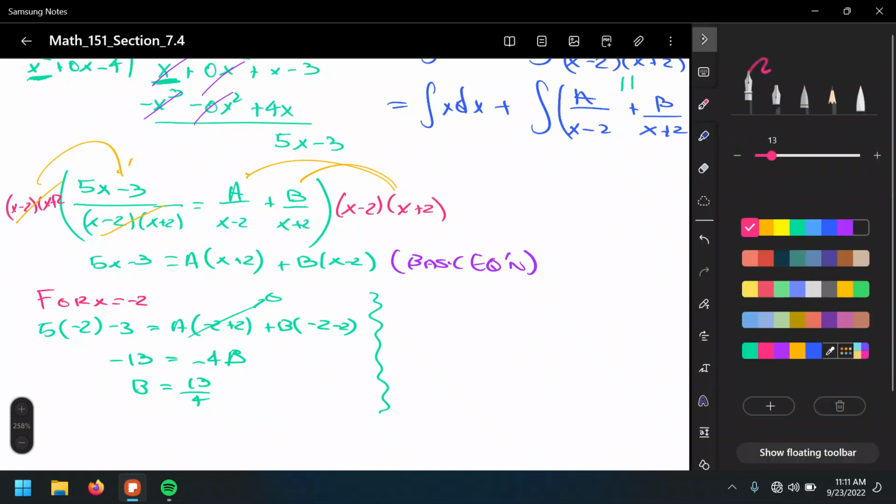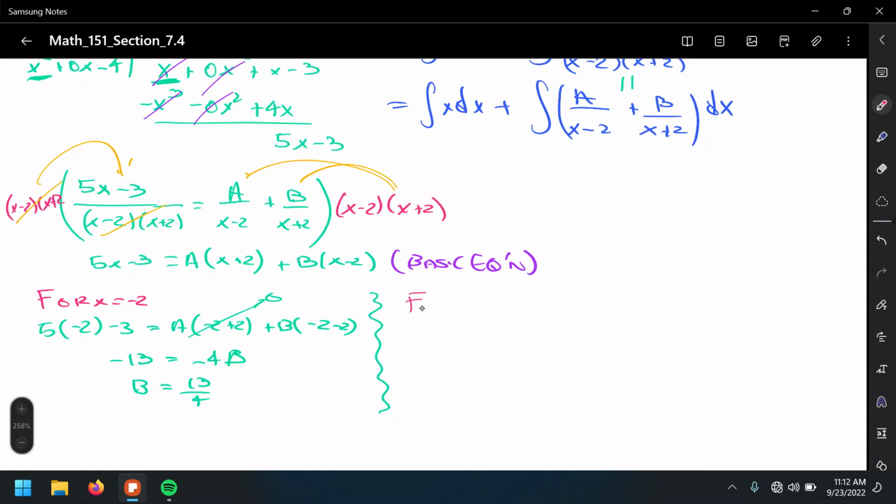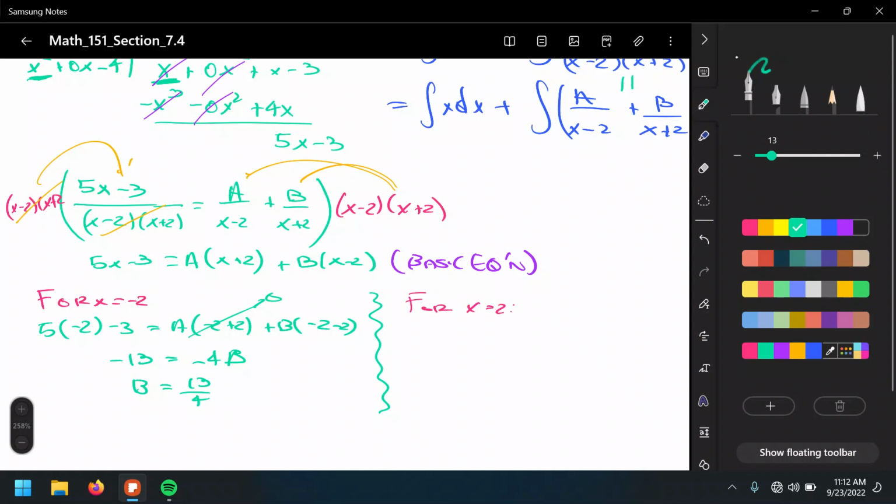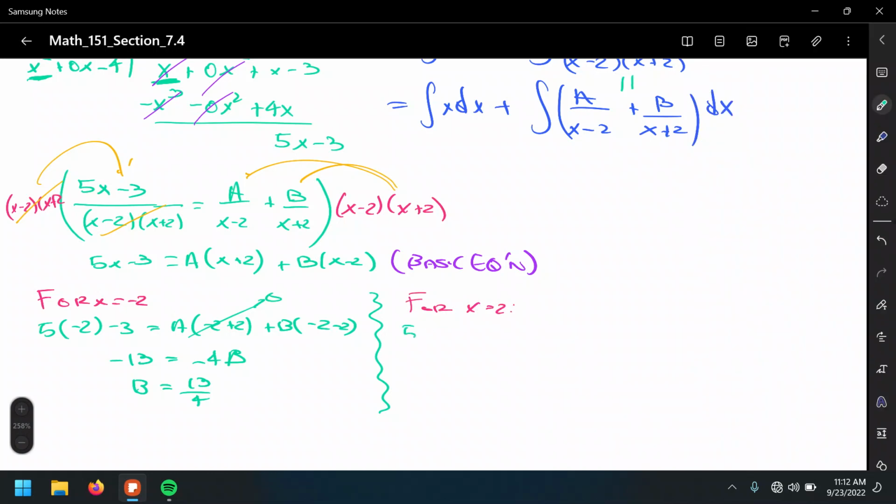So you guys say the other value should be positive 2, right? Let's go ahead and do that one. Okay, so 5 times 2 minus 3 equals a times 2 plus 2 plus b times 2 minus 2. Cancel this to 0. 2 plus 2 equals 4, so 4a, and 5 times 2, which is 10, and then 10 minus 3, isn't that a 7? A equals 7/4. Alright?